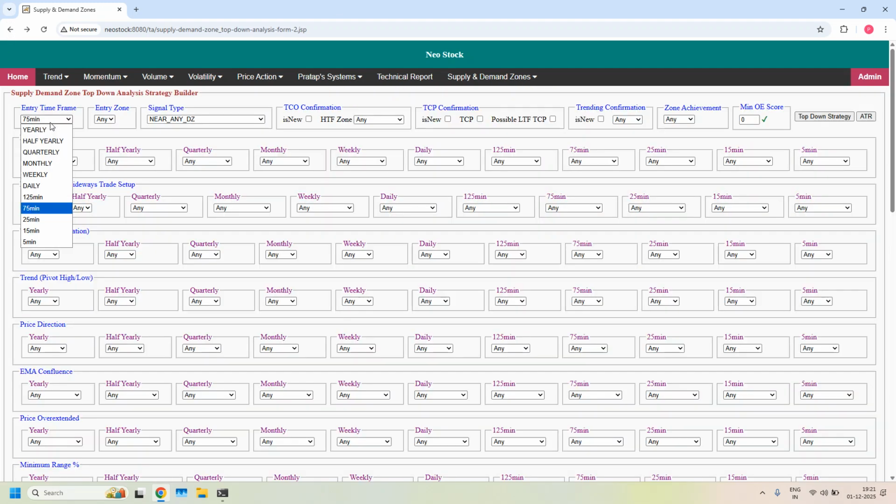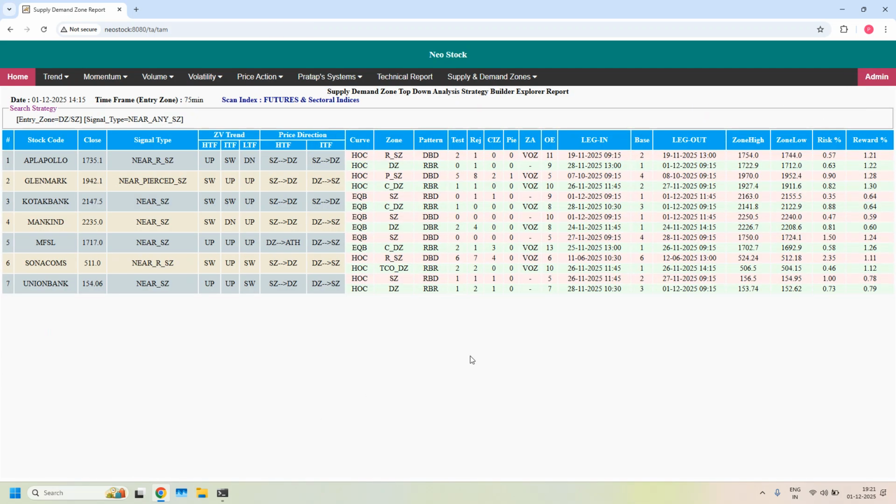Okay, next for 75 minutes time frame, stocks near to the 75 minutes supply zone, we got 7 stocks. Let's identify 75 minutes high liquidity supply zones from this list. APL Apollo is having a 75 minutes high liquidity supply zone. Sonacoms is having a 75 minutes high liquidity supply zone. We got 2 stocks from this list. So this is about stocks near demand and supply zones for daily and 75 minutes and identified high liquidity zones.